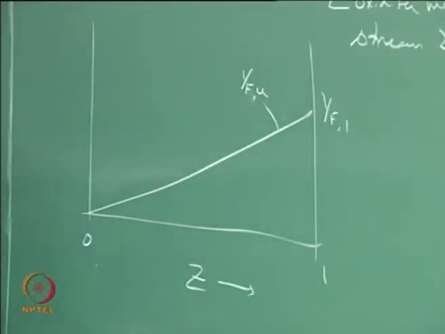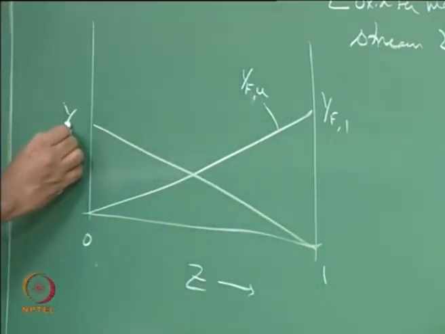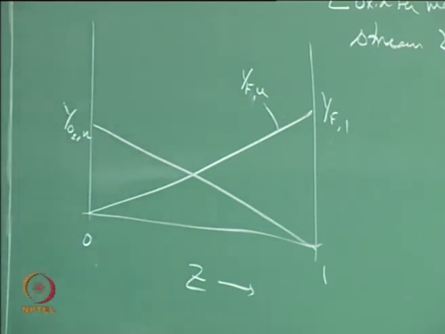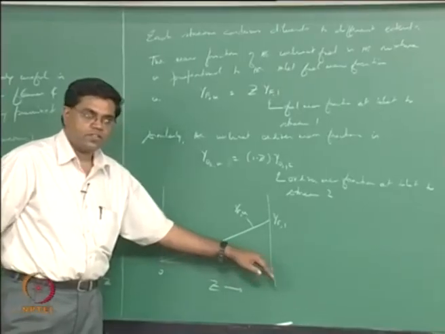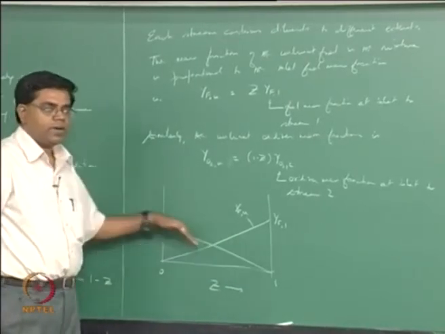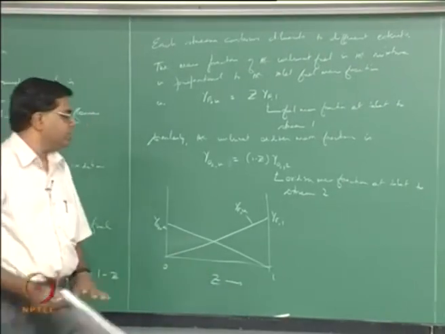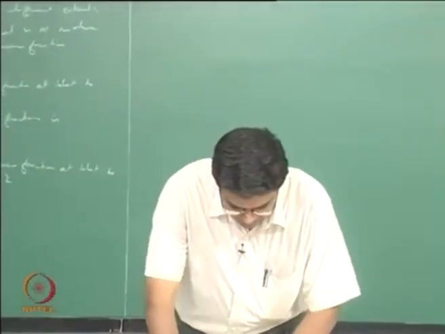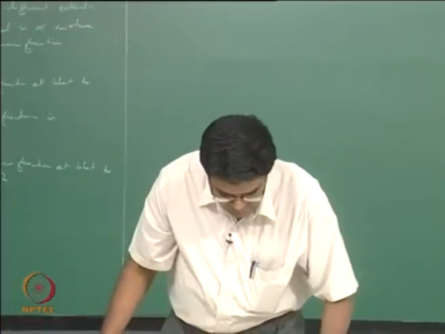Similarly, if you want to look at the plot of YO2 comma U, that's another straight line that starts with the value of YO2 comma U at the oxidizer stream inlet where you don't have any fuel, and goes all the way to 0 at the fuel inlet where you don't have any oxidizer. Anywhere in the mixing field your mass fraction of the oxidizer lies on this line corresponding to whatever is the mixture fraction locally. So this is regarding how the unburnt fuel and unburnt oxidizer mass fractions work out.